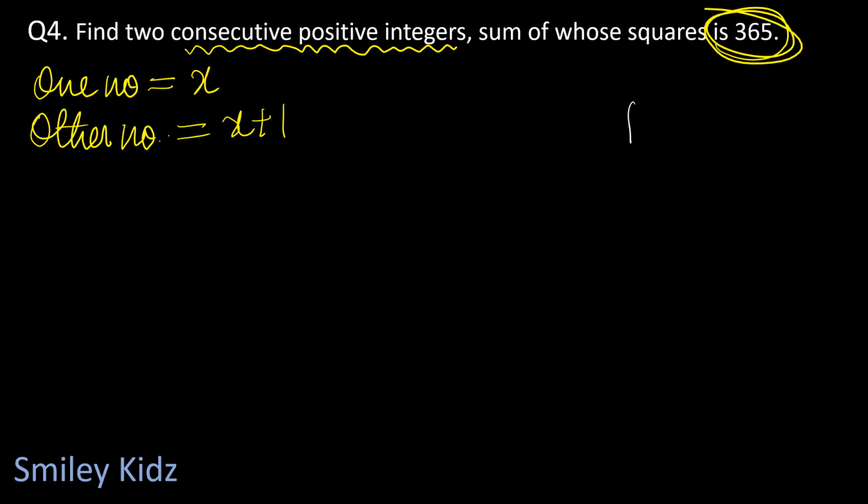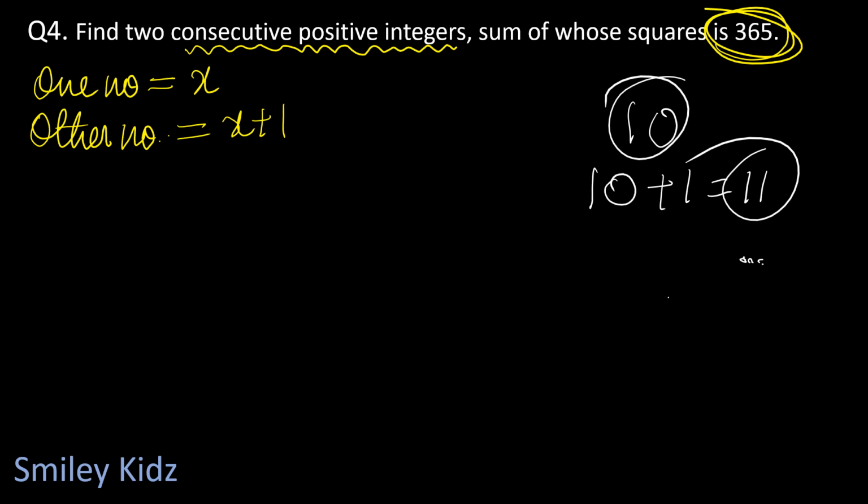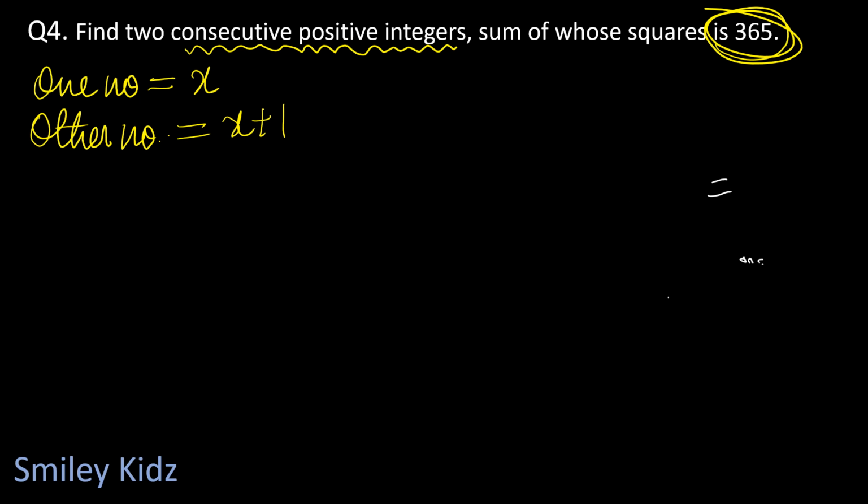Now, if I say one number is 10, the other number will be 10 plus 1, which is nothing but 11. And 10 and 11 are consecutive positive integers, isn't it? So, the same logic has been applied in this question. If one number is x, the other number would be x plus 1. Moving on to the second part of the question, we have the sum of whose squares is 365.